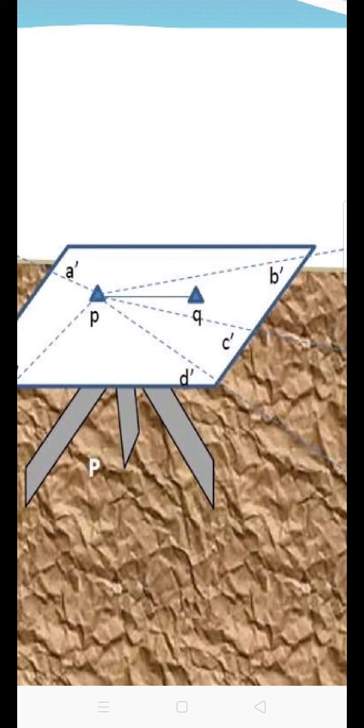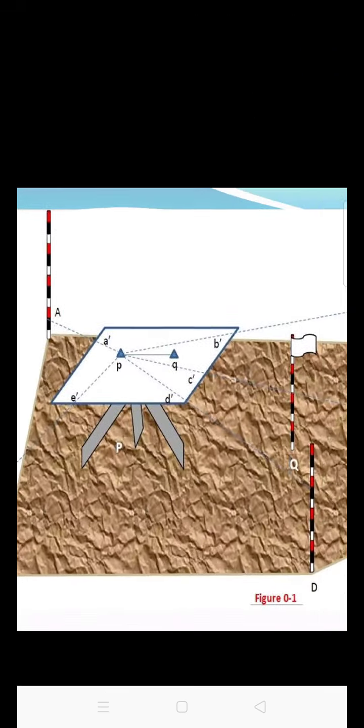After that, there is no need to measure the A, B, C, D, E distances. We have drawn the rays from point P to A, B, C, D, E. You just shift the instrument to station Q.